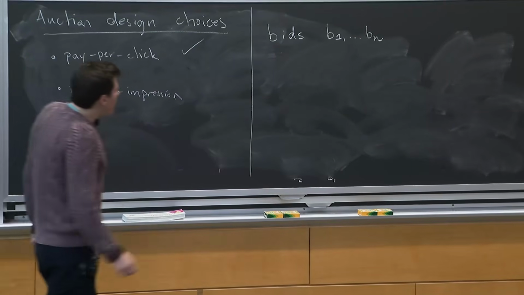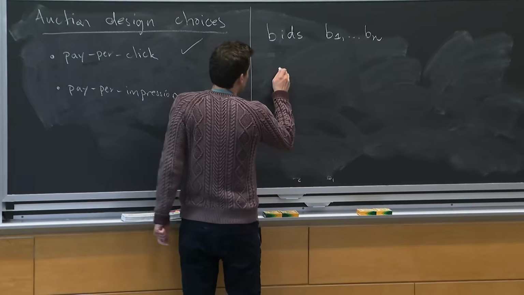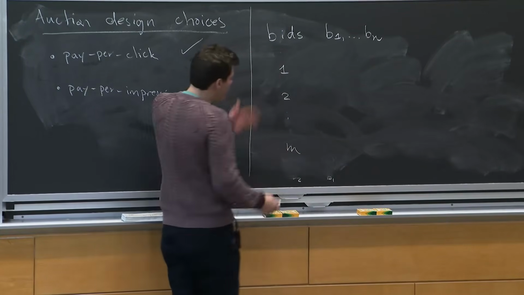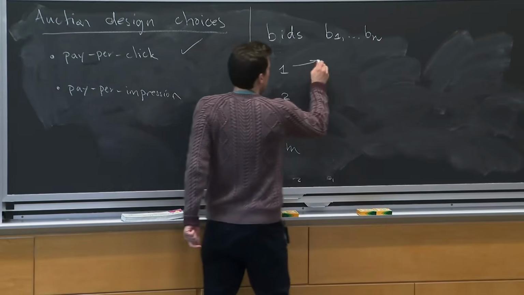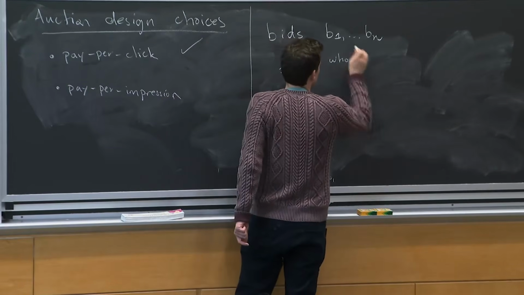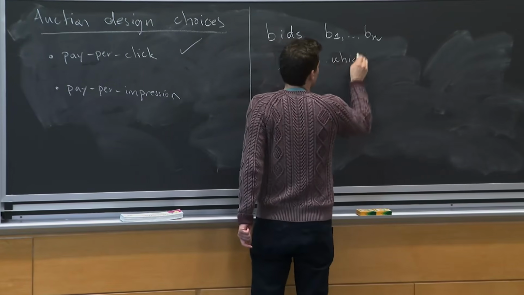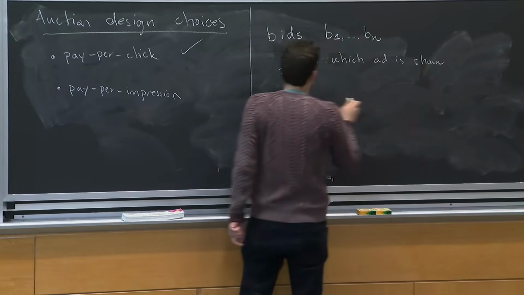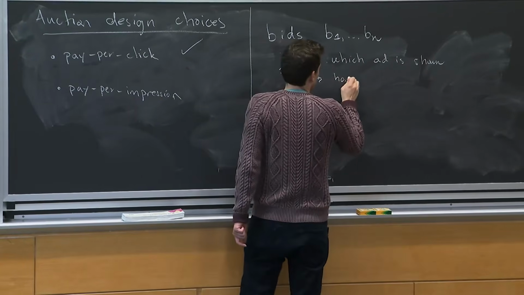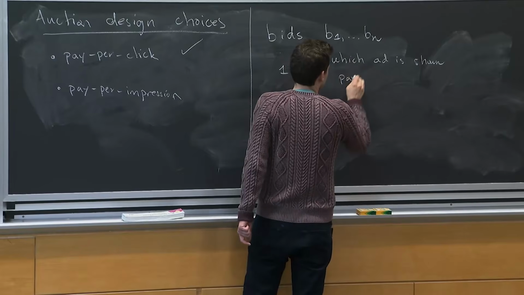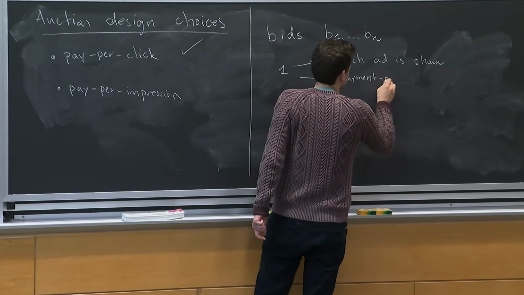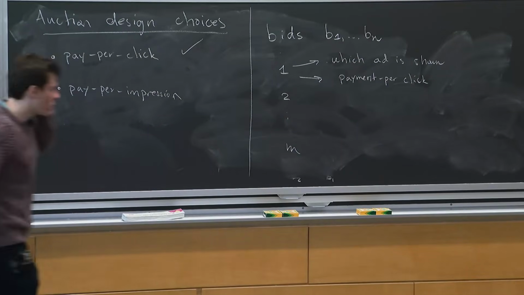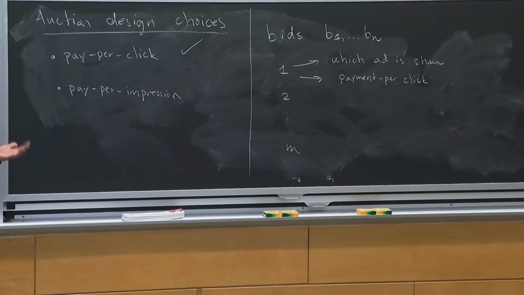And then what do we need to decide? Well, we need to have an allocation. So we have slot 1, slot 2, up to slot m. For each slot, we have to say who gets it, so which ad is shown in this slot. And then the payment per click. So this is formally what we're choosing.